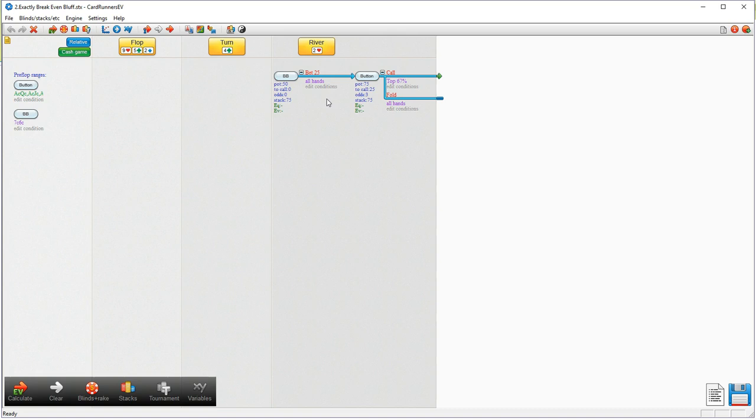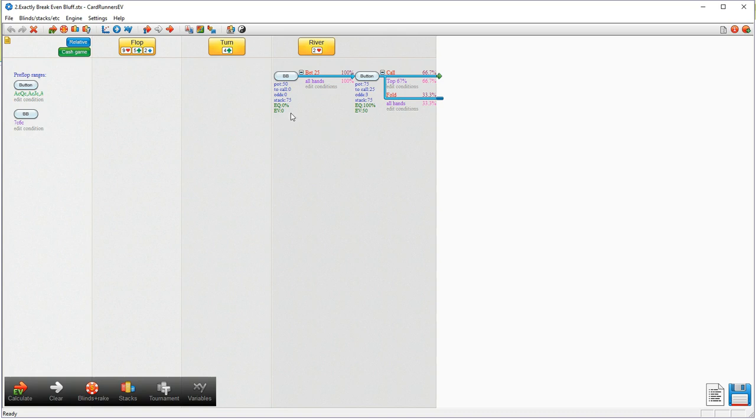In other words, he's calling at more or less the break-even frequency in terms of whether our bluff makes profit or not, and he's going to be folding exactly 33% of the time. So let's run the EV on this scenario and see what the result is.